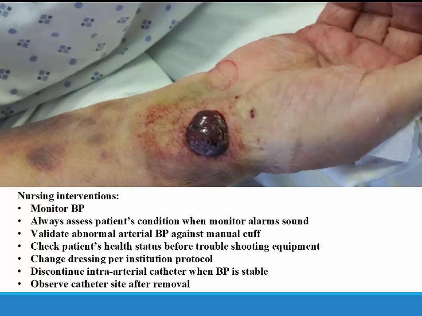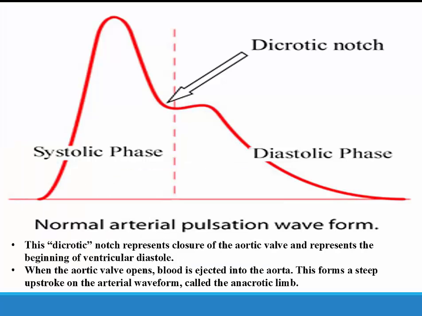Validate abnormal arterial blood pressure against a manual cuff and check the patient's health status before troubleshooting equipment. Change the dressing per institution protocol and discontinue the intra-arterial catheter when the blood pressure is stable. Observe the catheter site after removal.